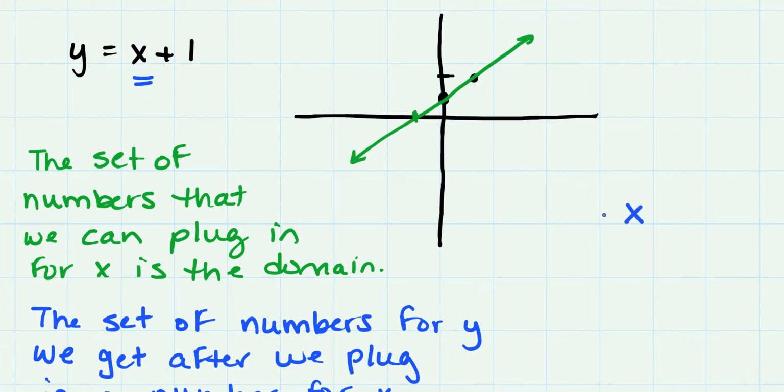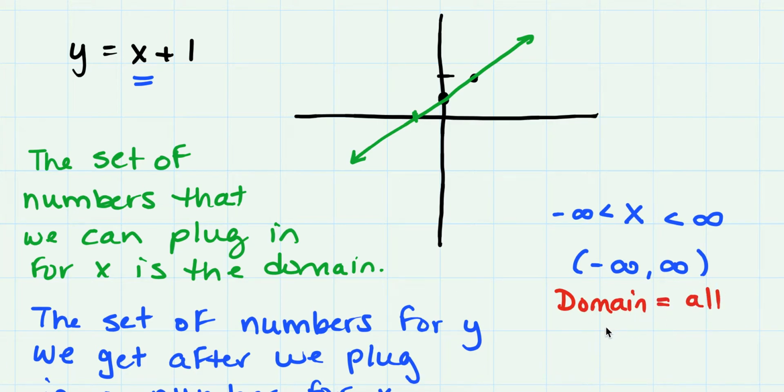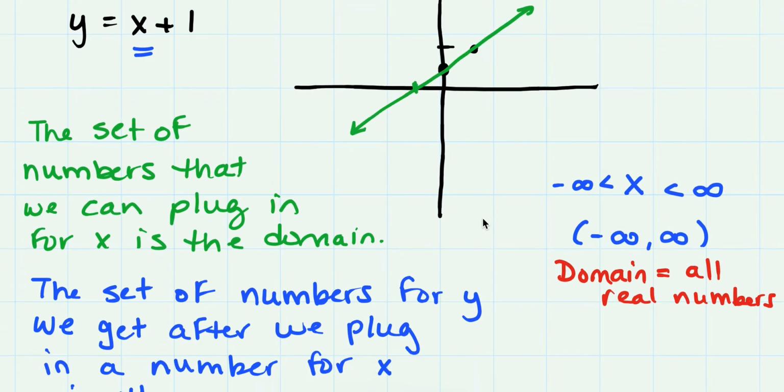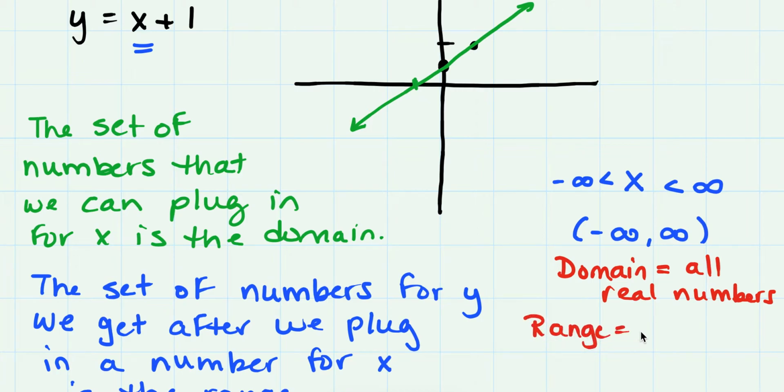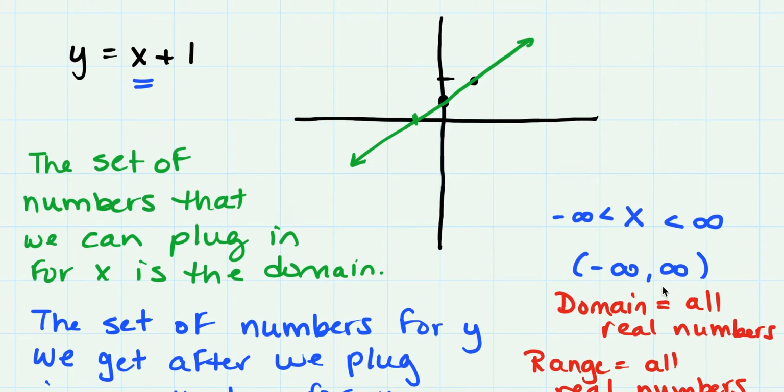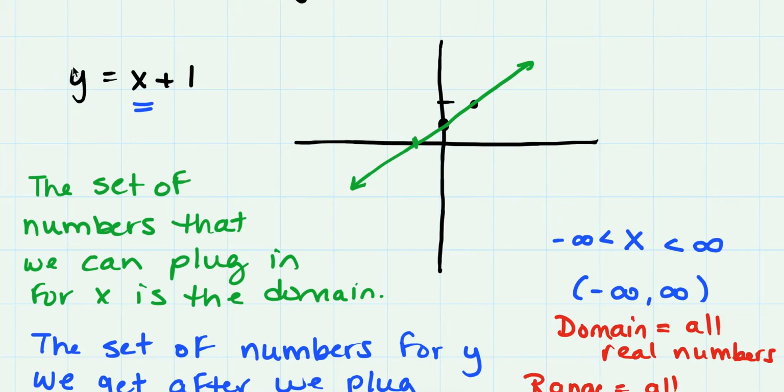In fact, we can say the domain is from -infinity to infinity. We'll talk about this more in the next video, but we can write this in interval notation as -infinity to infinity. So the domain, let me phrase it this way, is all real numbers. I can plug any real number that I want to in for x. Okay. The range is also going to be all real numbers, because if you plug any number in for the domain, you're going to get a number for y, the range.